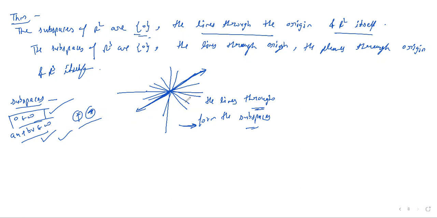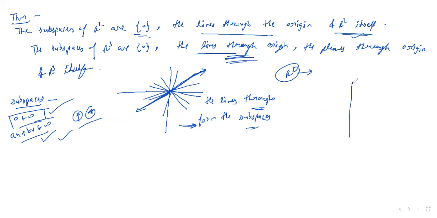Now if I talk about R square itself, you know that R square is a vector space, and every vector space is a subspace of itself, so it also forms a subspace. Similarly for R cube, all the lines through the origin contain the zero vector and satisfy closure under addition and closure under multiplication too. So they also form subspaces.